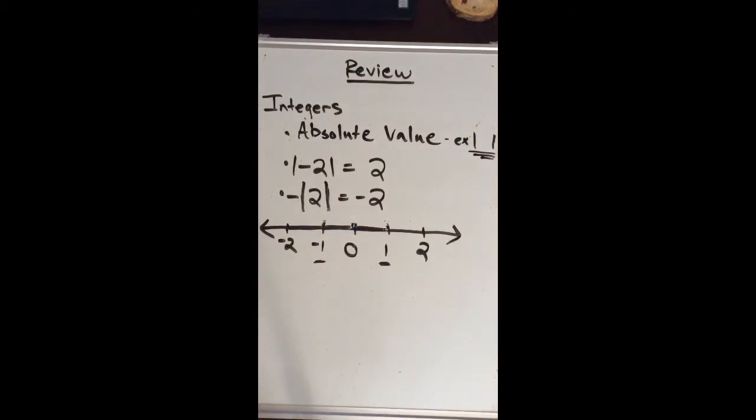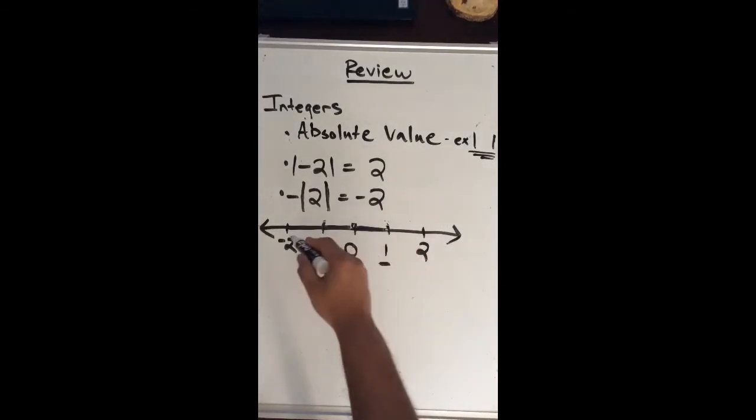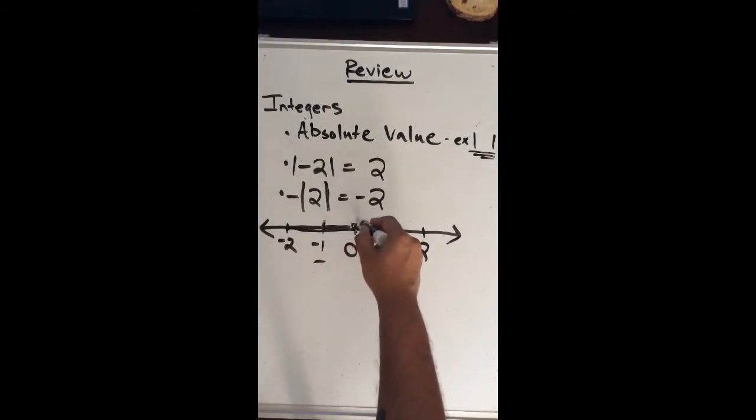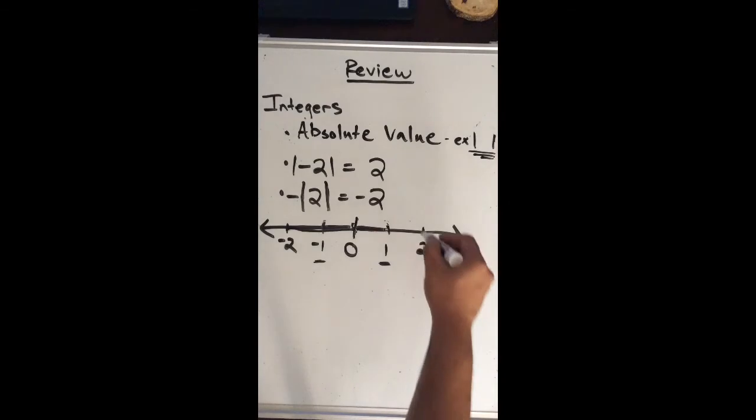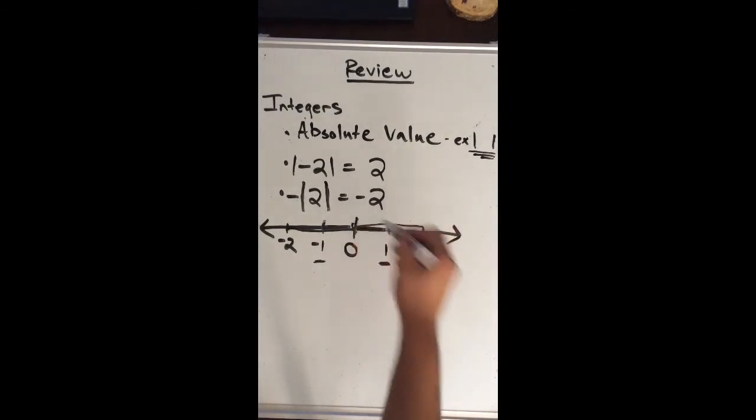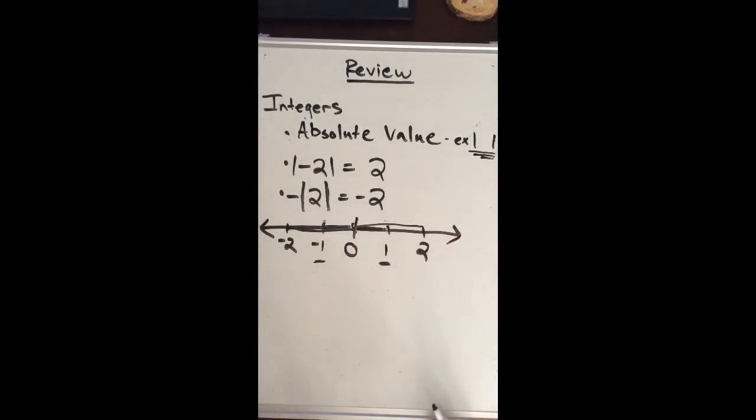Another thing to notice about absolute value is how -2 is exactly 2 away from 0, and +2 is exactly 2 away from 0. And that is exactly why the absolute value of -2 is +2.